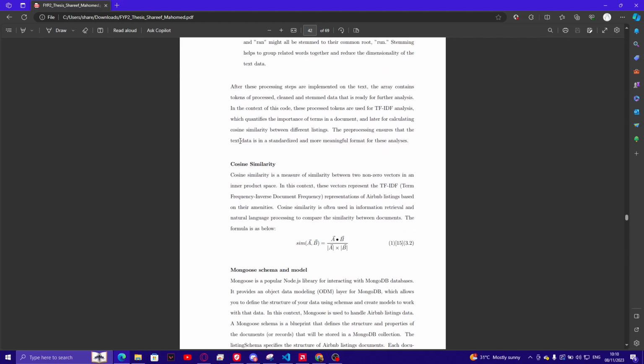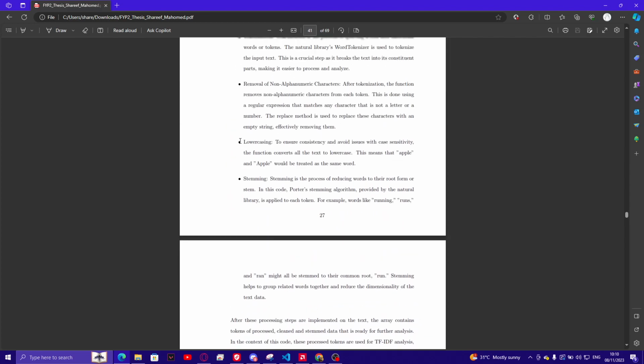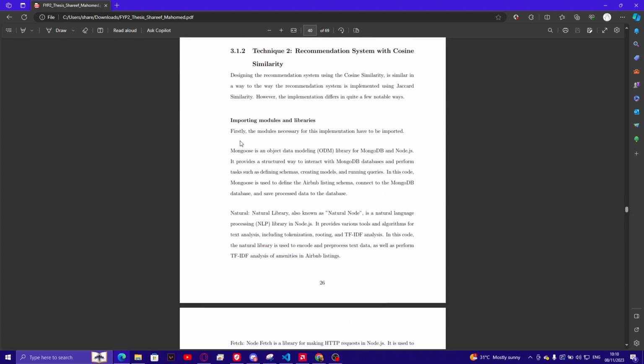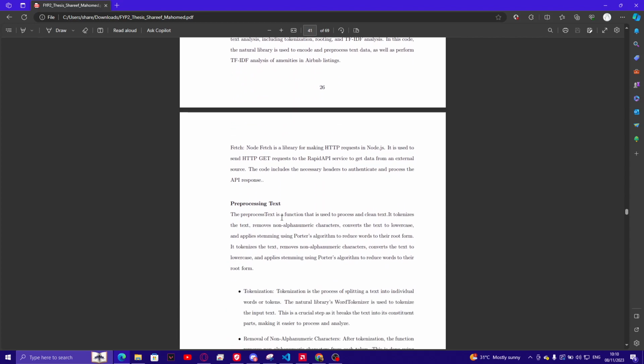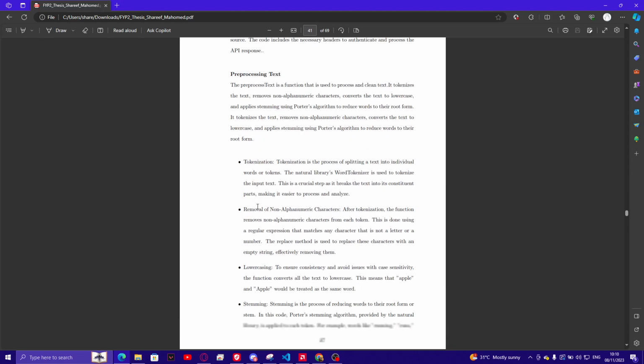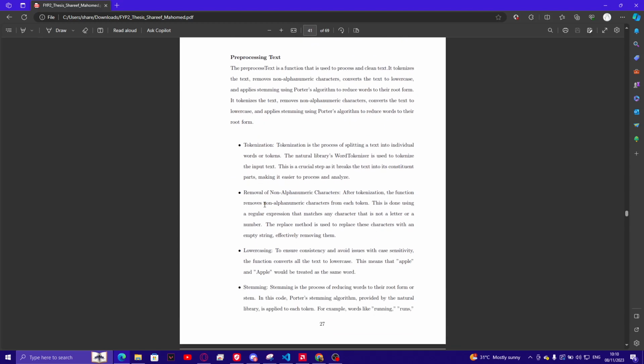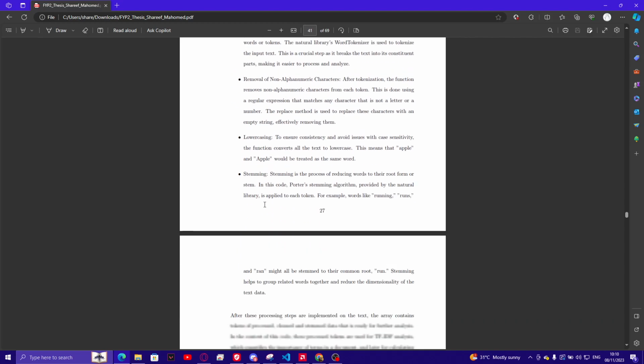As you see here, this is cosine similarity. I first had to import certain libraries to make this possible and to implement it in JavaScript, and then I pre-process the text using a method that I wrote, which removes capital letters and any punctuation in the document, so that the data is uniform and easier to process.